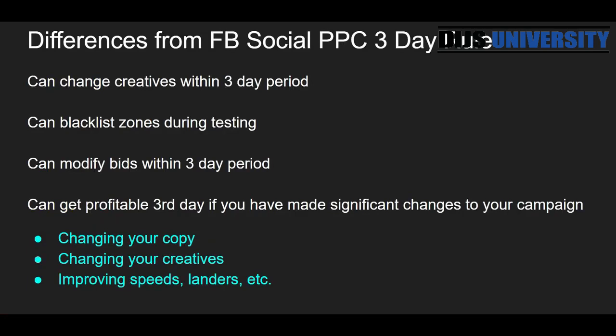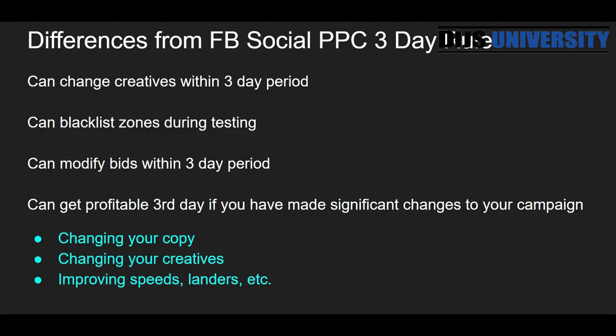Now the differences from, again, Facebook social pay-per-click and the 3-day rule are, you can really have a lot of fun with push notifications, which is kind of why I wanted to put this together, because you can really go in and start optimizing at least the bare minimum, like your landing page, maybe your speed, maybe your angle and creatives, if you are able to acquire a decent amount of impressions and get a good amount of clicks, if you have some sort of data to work with. There are times where you can go in and you can get at least 10 conversions in one setting, and it gives you a lot to work with.